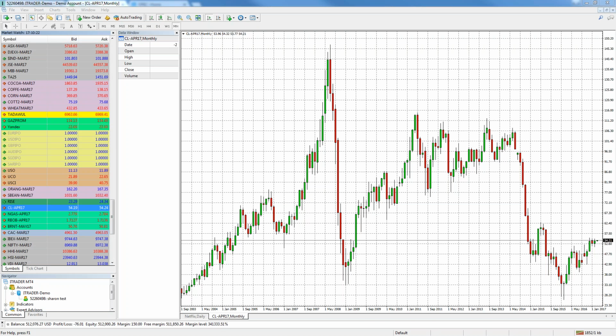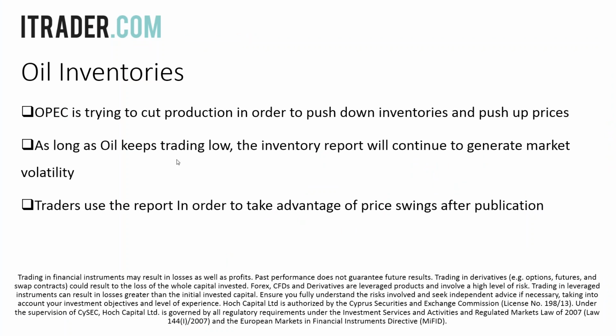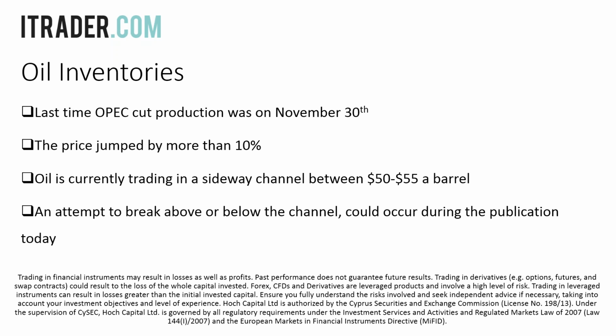Pretty easy, right? As long as oil keeps trading low, the inventory report will continue to generate market volatility. Traders use the report in order to take advantage of oil swings after publication. In about 20 minutes, we're going to have the publication of the oil prices, and we can use this report to take advantage of the volatility. High volatility is great for traders because we can make a lot of money if we understand where the market is going. So volatility is the thing right now.